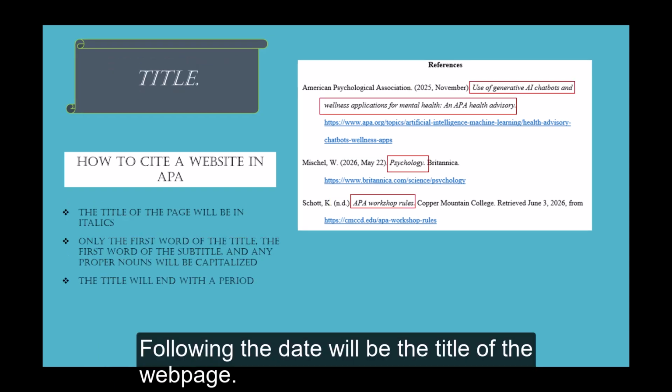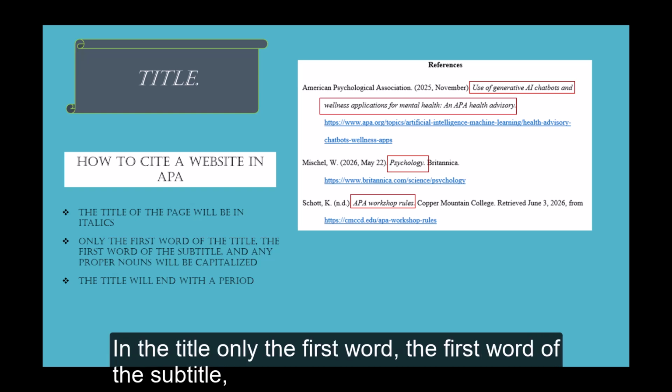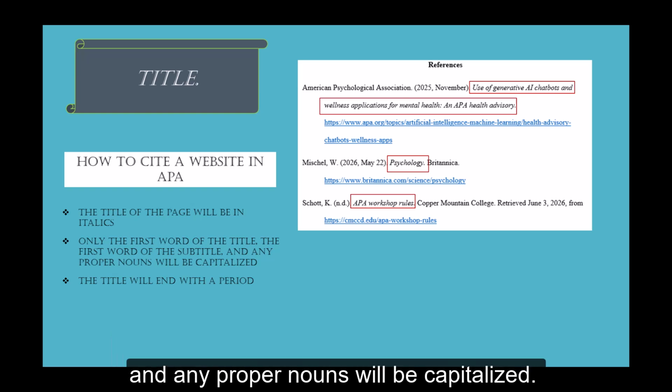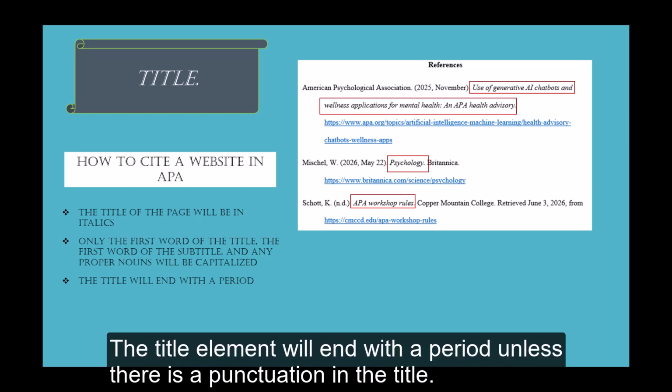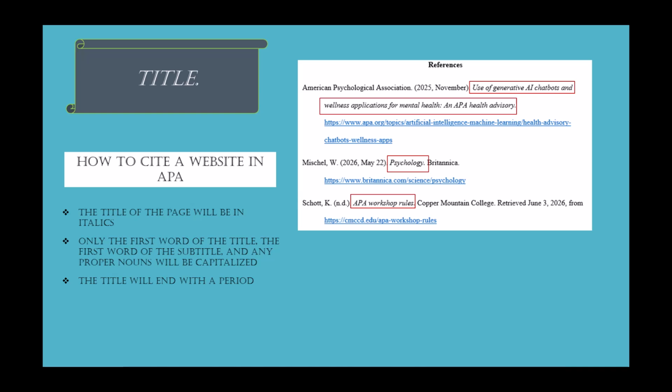Following the date will be the title of the web page. In the title, only the first word of the subtitle, and any proper nouns will be capitalized. The title will also be in italics. The title element will end with a period unless there is a different punctuation in the title.